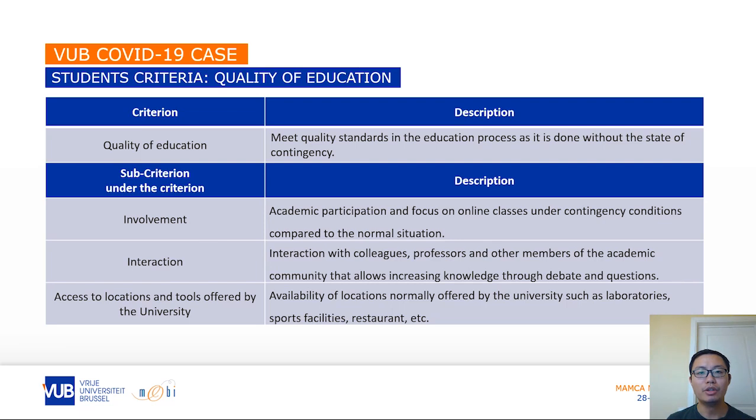Quality of education is the extent of meeting quality standards in the education process as it is done without the state of contingency. Under quality of education, there are three criteria. Involvement means the academic participation and focus on online classes under contingency conditions compared to the normal situation. Interaction means interaction with colleagues, professors, and other members of the academic community that allows increasing knowledge through debate and questions. Access to locations and tools offered by the university is the availability of locations normally offered by the university, such as laboratories, sport facilities, restaurants, etc.